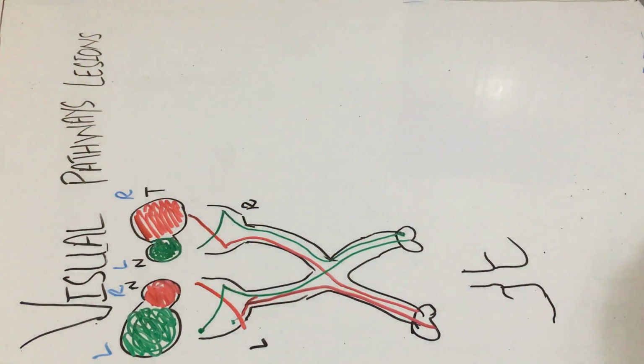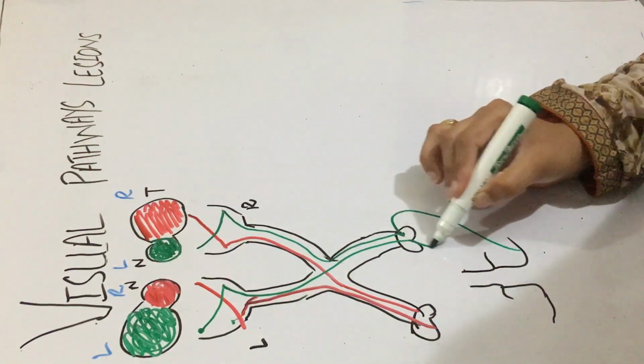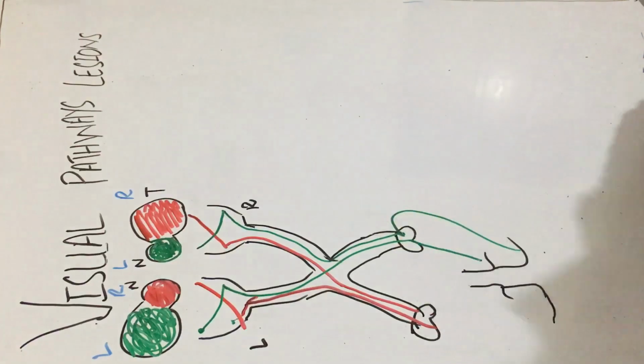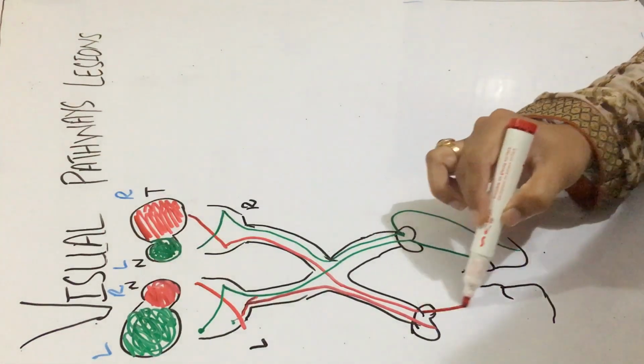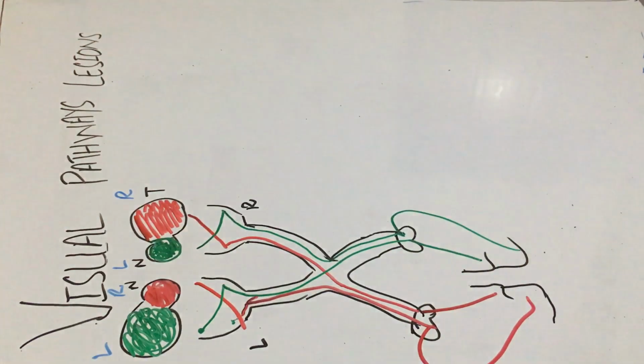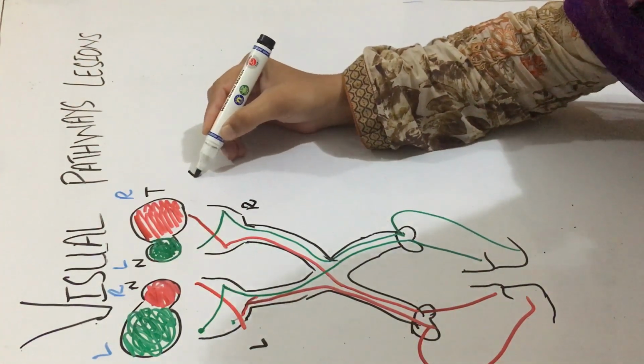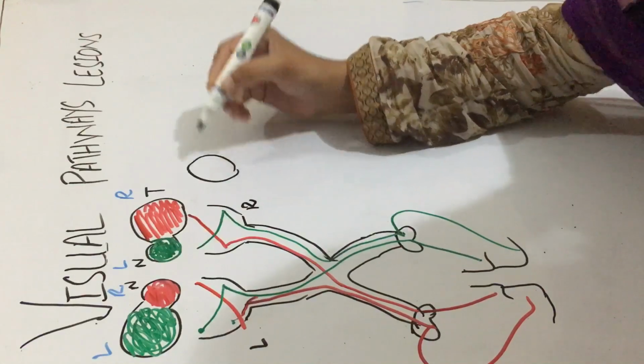Okay, further, some fibers will go straight in the parietal lobe, some will form a loop in the temporal lobe. Now we will discuss lesions at various levels, and what would be the effect on our vision.